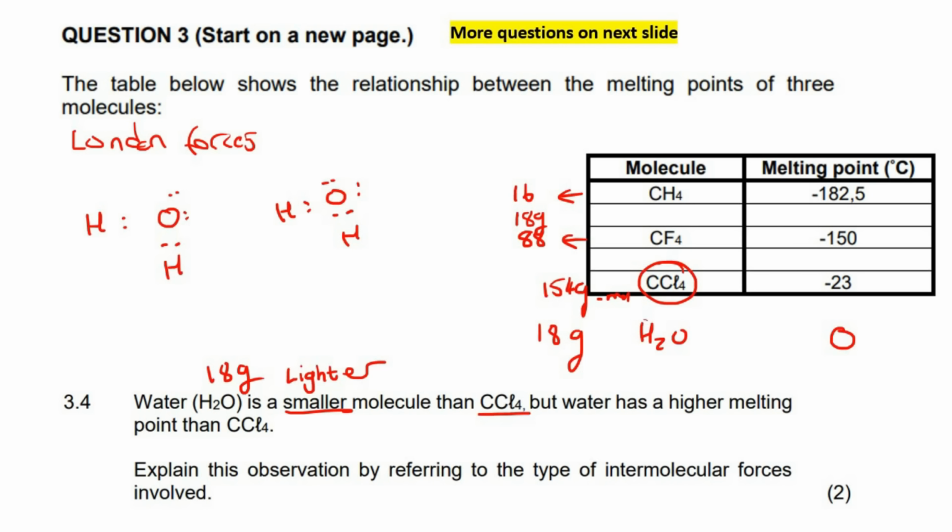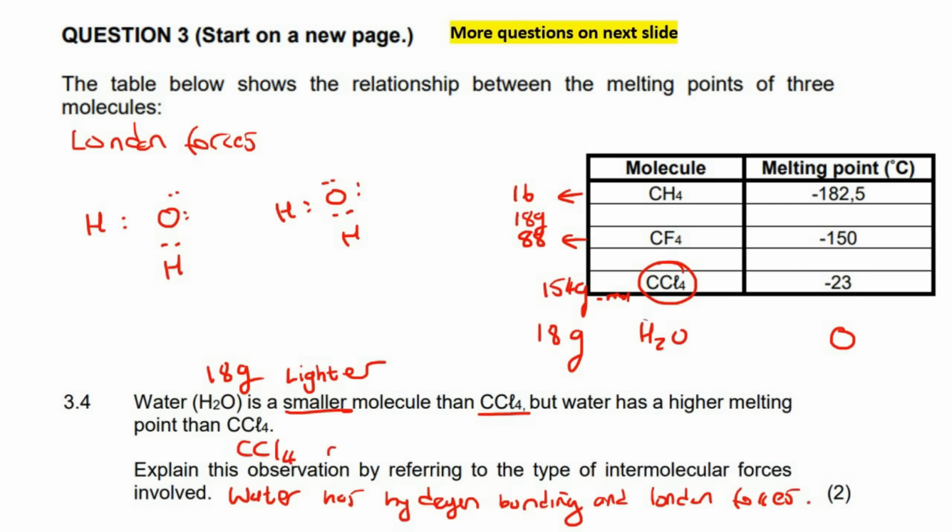So it says, explain this observation by referring to the type of intermolecular forces. So we can just say that water has hydrogen bonding. And you could also say it's got London forces. Every molecule has London forces, because London forces simply arise due to the movement of electrons, and all molecules have electrons. So water has hydrogen bonding and London forces, whereas CCl4 only has London forces.